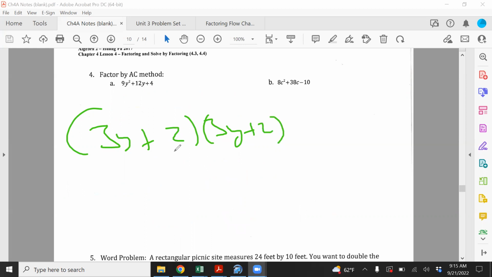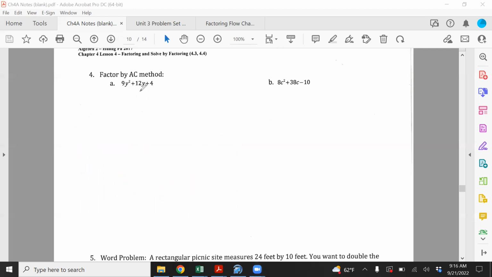You can write it like this, or you could write 3y plus 2 raised to the second power. Either way is fine. Again, you could do the diamond method and the box. If you made careless mistakes somewhere along the way, I'll look at your work. All right, last one, guys, and then we can do some practice problems.